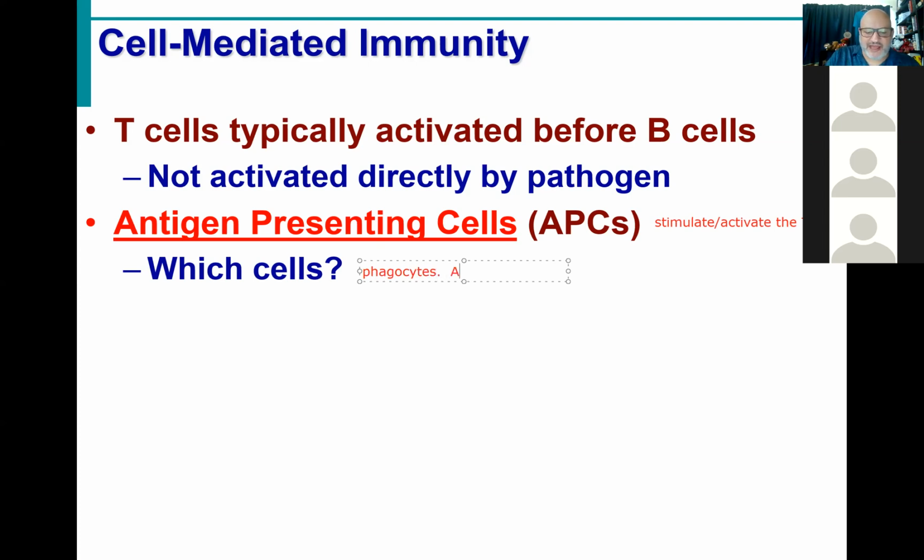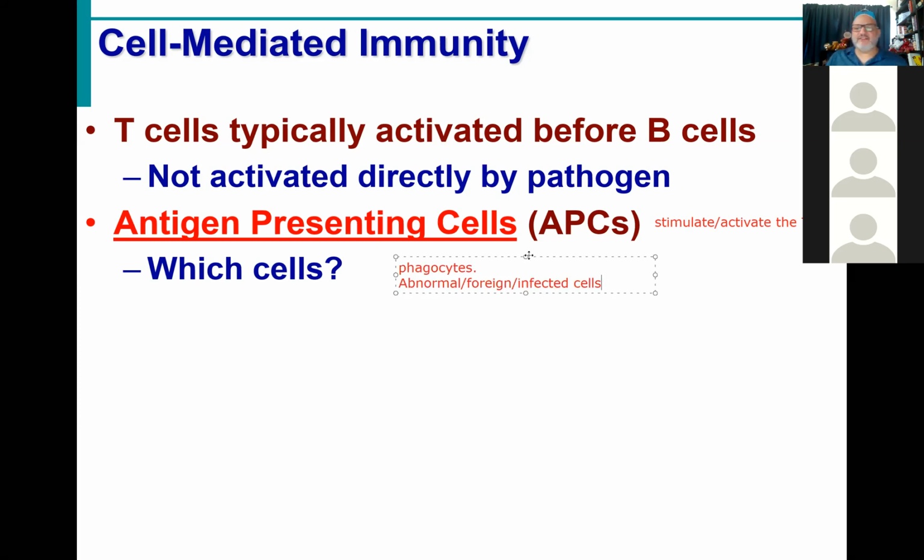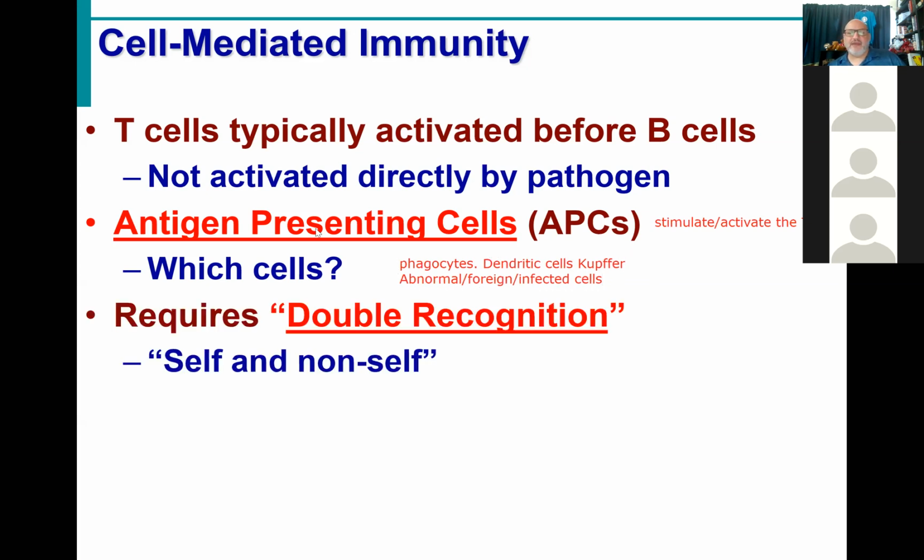But remember, we also said abnormal, foreign, and infected cells can also. So really, there are 2 main types of antigen-presenting cells. Our phagocytes, and phagocytes would also include things like the dendritic cells and the Kupffer cells in the liver. So there's really 2 main types of antigen-presenting cells. Again, both of them use the major histocompatibility complexes.